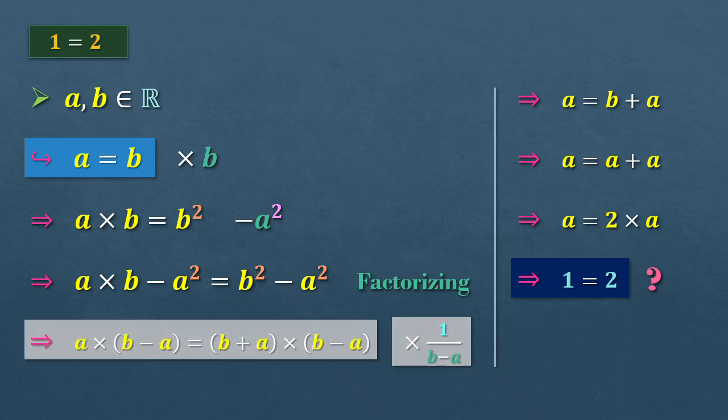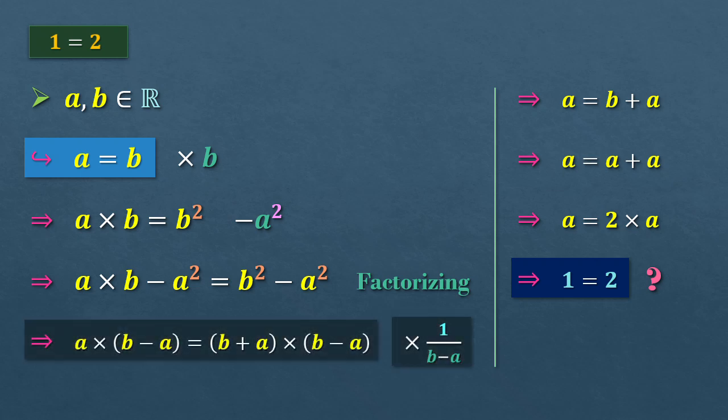The error occurs when both sides of the equality a times (b minus a) equals (b plus a) times (b minus a) are multiplied by 1 divided by b minus a. This operation is invalid because b minus a equals 0, which follows directly from the initial assumption that a equals b. Division by 0 is undefined, so the fraction 1 divided by b minus a does not exist.